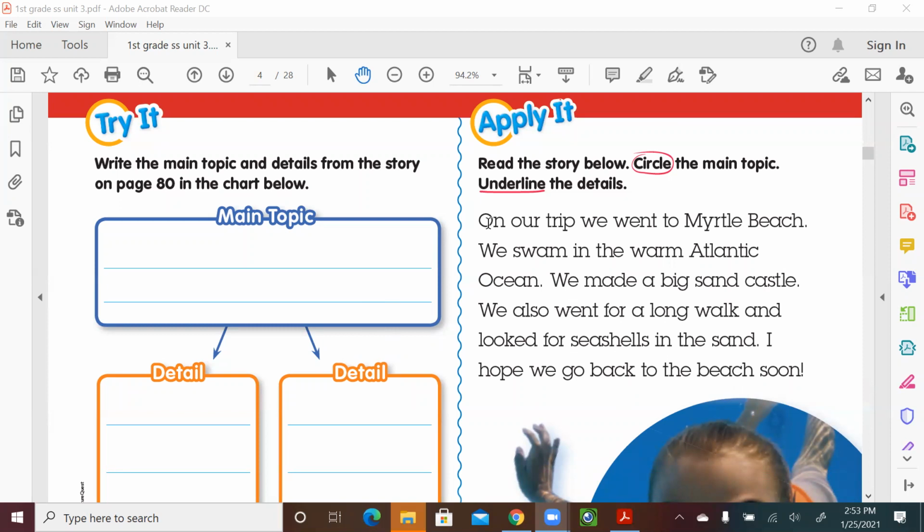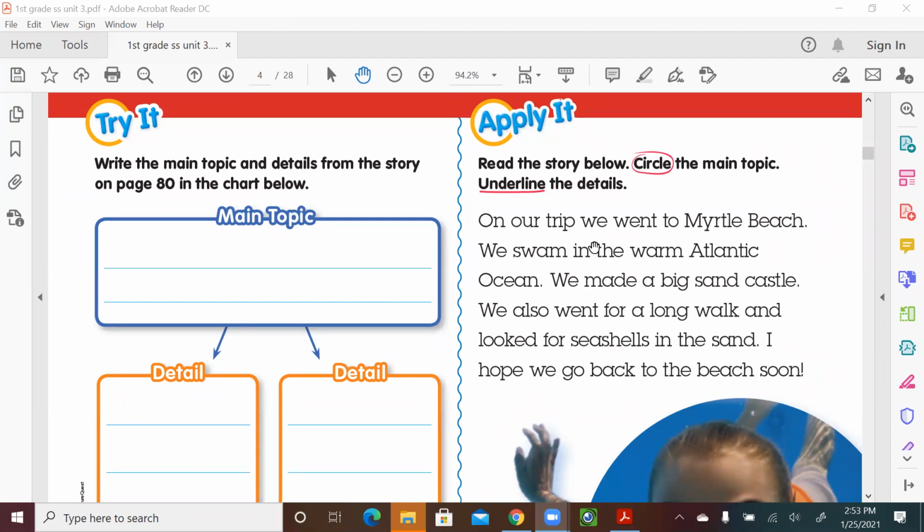One more time. On our trip, we went to Myrtle Beach. We swam in the warm Atlantic Ocean. We made a big sand castle. We also went for a long walk and looked for seashells in the sand. I hope we go back to the beach soon.